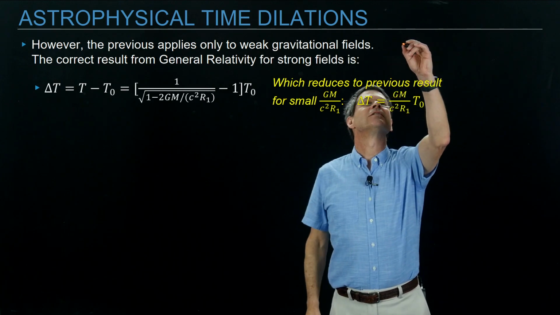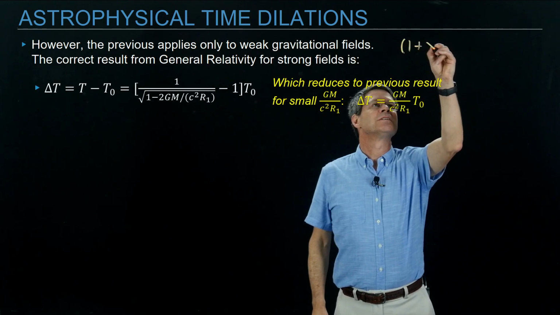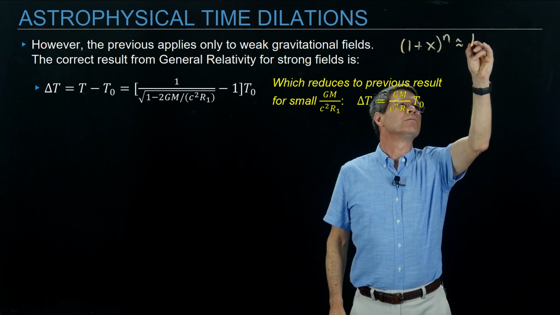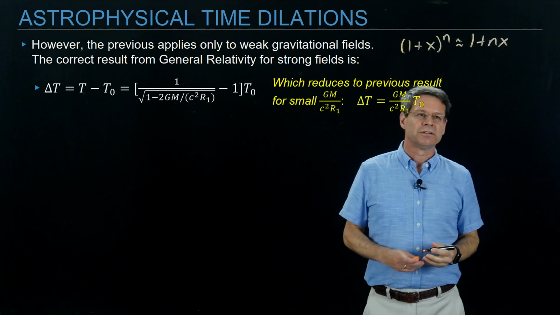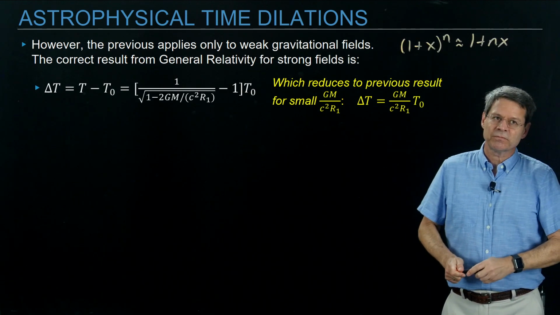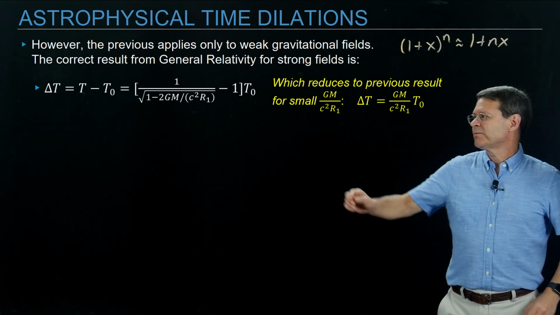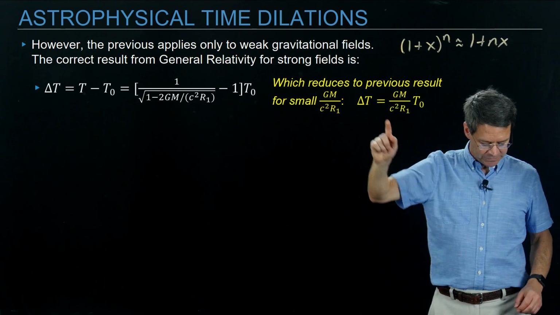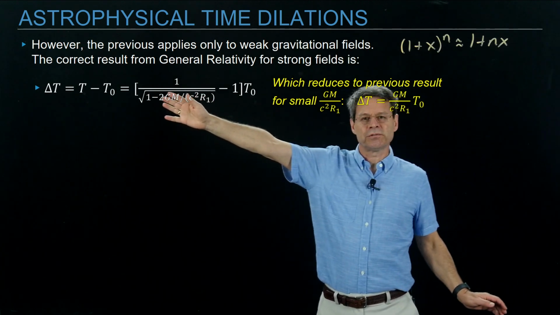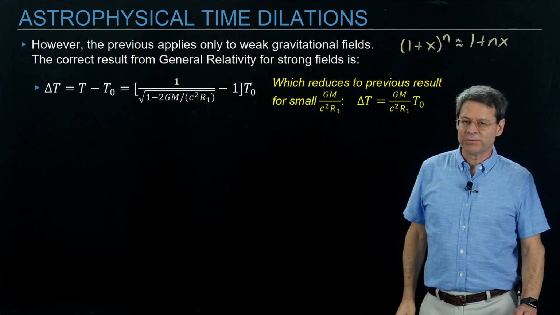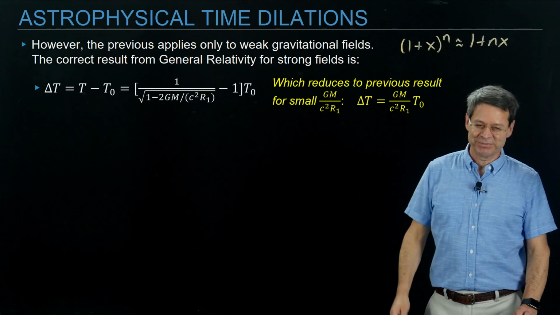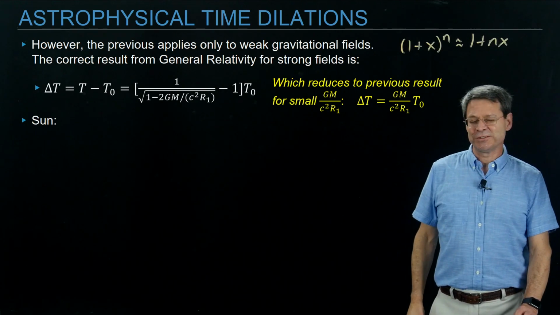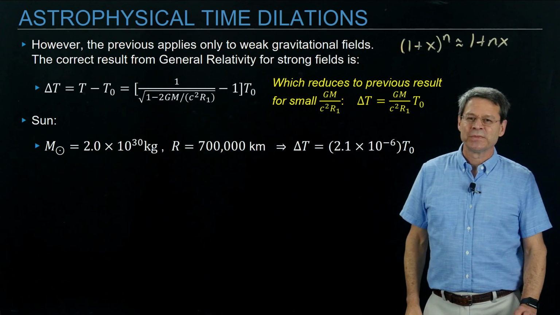So I can write that 1 plus x to the nth power is approximately equal to 1 plus nx when x is small. Okay? So if you do that, you'll find that this correct expression does boil down to my approximate expression before, shown here. So just an aside. But we're going to use the correct expression at least for, well, as you'll see, extreme examples. For our sun, it doesn't really matter, even though the sun is obviously much more massive than the Earth.